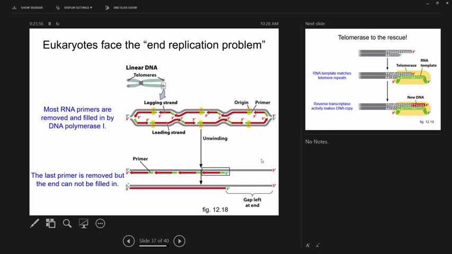The reason is because you always get this 3' overhang here. This last primer, imagine if it's on the end here, so if this was all primer, this can be removed by the 5' to 3' exonuclease activity, but you can't have DNA added here with the template, because what does the DNA polymerase need? Even the DNA polymerase 1's polymerase needs a free 3' hydroxyl, and there isn't one over here. So you're stuck. You get this gap left at the end.